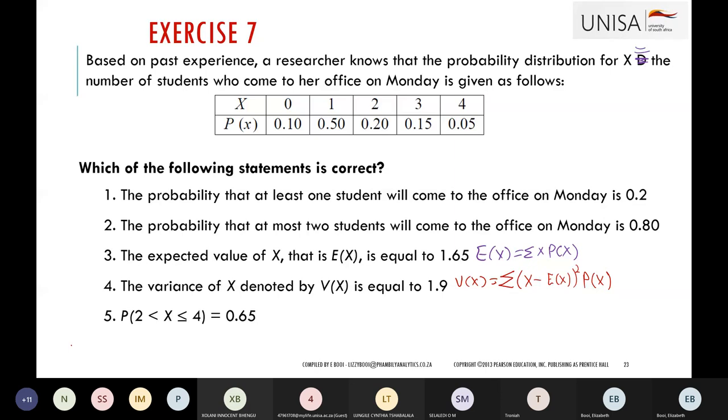The first question: the probability that at least one student comes. To answer that, it will be the probability that X is greater than or equal to one. Instead of adding all the values, we can say 1 minus the probability that X is equal to 0, which is 1 minus 0.1, which will give us 0.9. Happy?